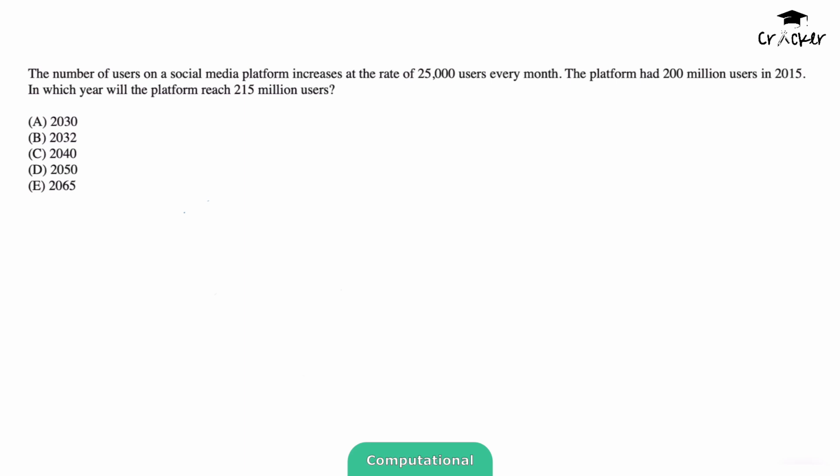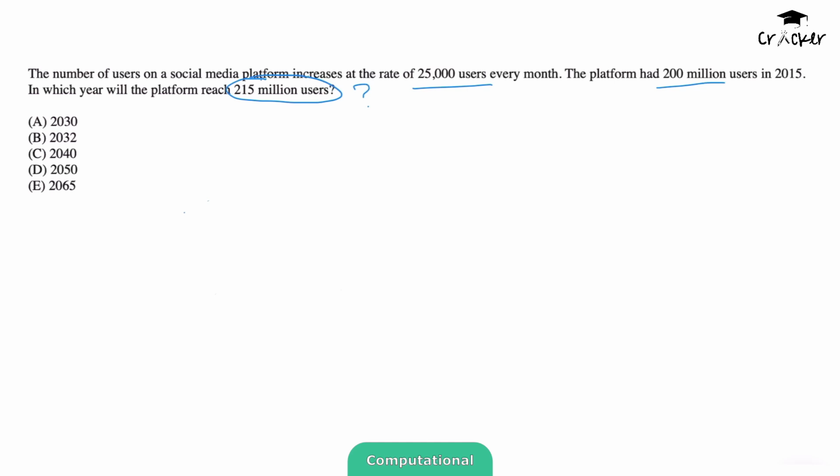The problem says that a social media platform had 200 million users in 2015, and the number of users increases by 25,000 every month. We need to find out in which year the platform will reach 215 million users.